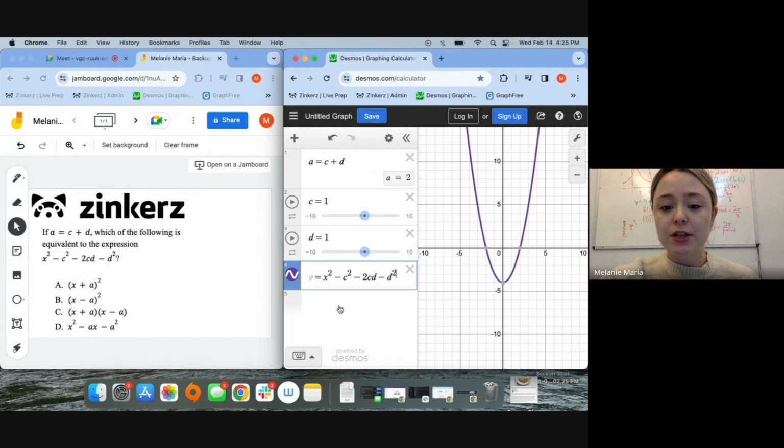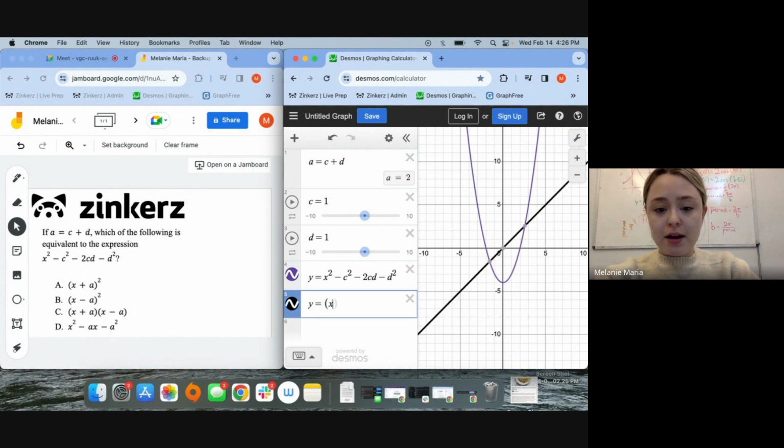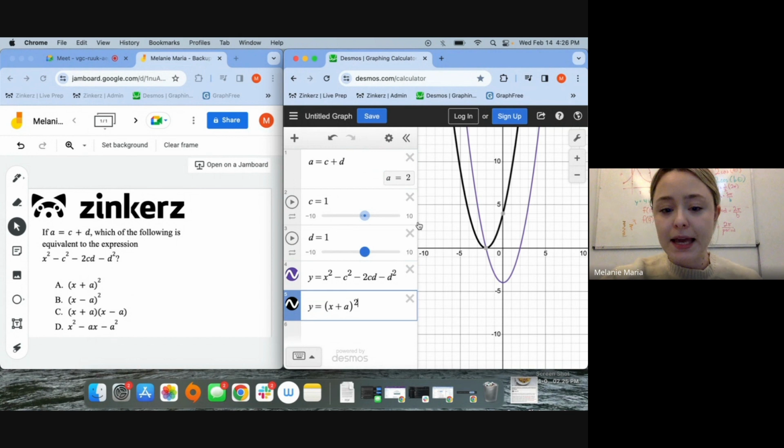So now, in order to match it with one of our answer choices, I'm just going to plug them in in order as I see them here and see which picture matches up. So I can type in y equals, a here is x plus a squared. And I can see this black one does not, in fact, line up with the purple one. We know that's not the right answer.